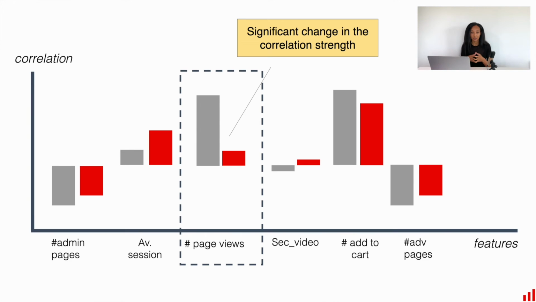For example, it can be some significant change in the correlation between some statistics, for example, page views and your target function. In this case, it's good to go to the domain experts and discuss what could have happened. Maybe there is a very nice interpretation and explanation, and it will help you to come up with a good idea of how to fix that.